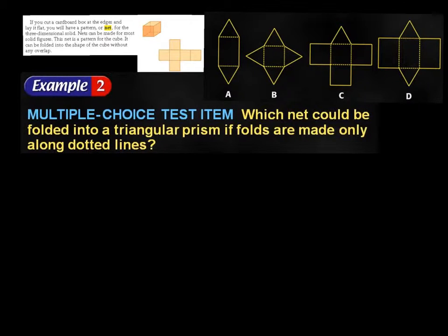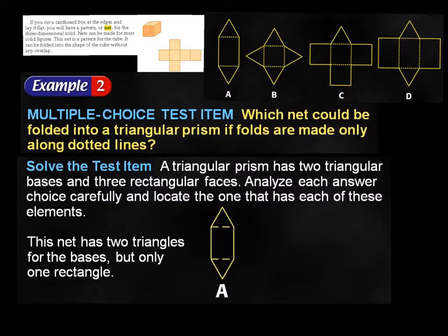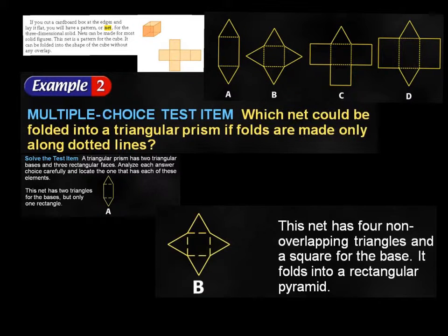Which net can be folded into a triangular prism if folds are made only along dotted lines? A triangular prism has 2 triangular bases and 3 rectangular faces. If we look at choice A, this net has only 2 triangles for the bases, but only 1 rectangle. B can be folded. This net has 4 non-overlapping triangles and a square for the base. It folds into a rectangular pyramid.